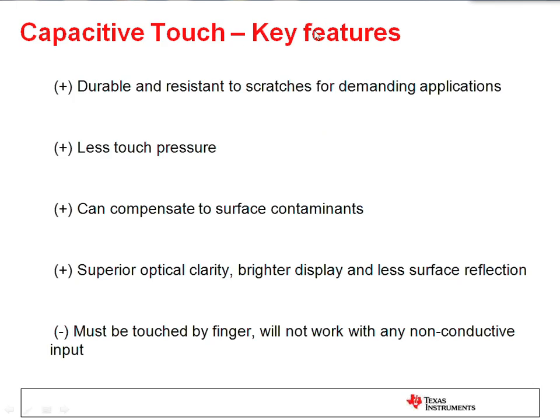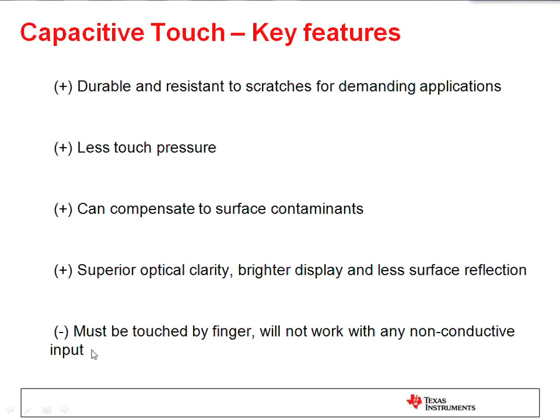So in general, when you look at capacitive touch, the key features are that it's very durable and resistant to scratches versus the resistive touch controllers. You don't have to actually touch it in certain cases, so that's what I mean by less touch pressure. And it can compensate for surface contaminants. So even if there are some surface contaminants on there, depending on your system, you can work around them. But in some cases, there are issues with water droplets causing problems, or oil or other contaminants. And then, of course, the superior optical clarity, brighter displays, and less surface reflection due to the lesser use of ITO, we'll say.